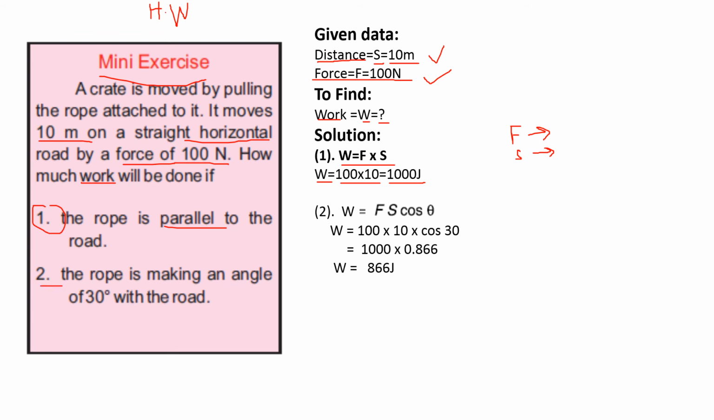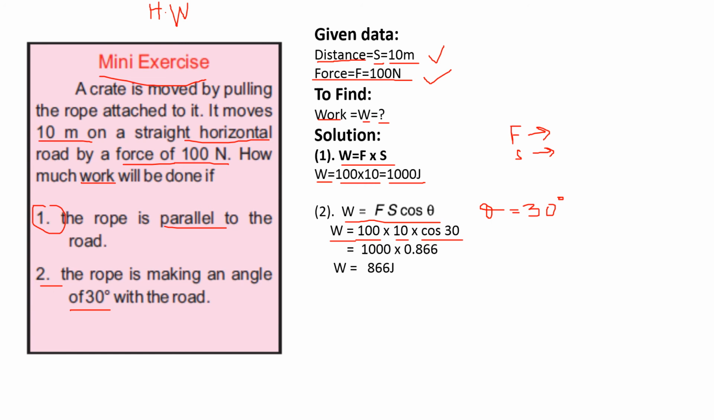In the second part, the rope is making an angle of 30 degree. See, the angle is mentioned over here, that is 30 degree. So we can also write here in the data that theta will be equal to 30 degree with the rope. It means the force and distance are not parallel to each other. Then we can use the formula W is equal to Fs cos theta. W is equal to F is 100, S is 10, and cos theta is cos 30.